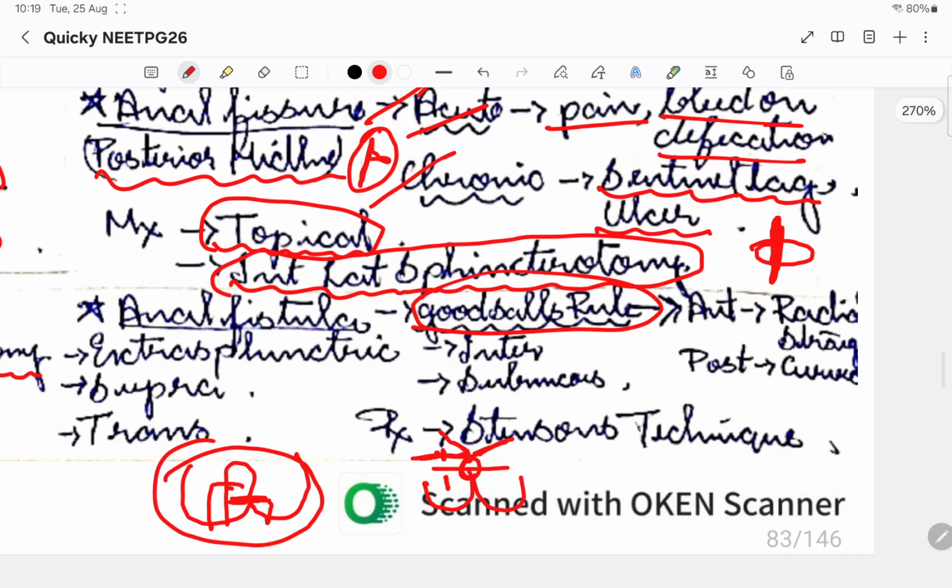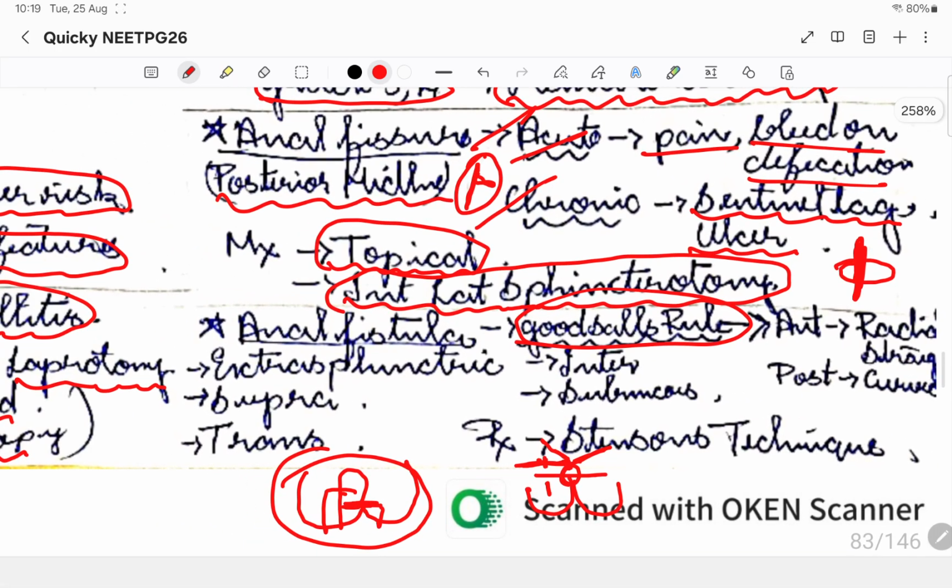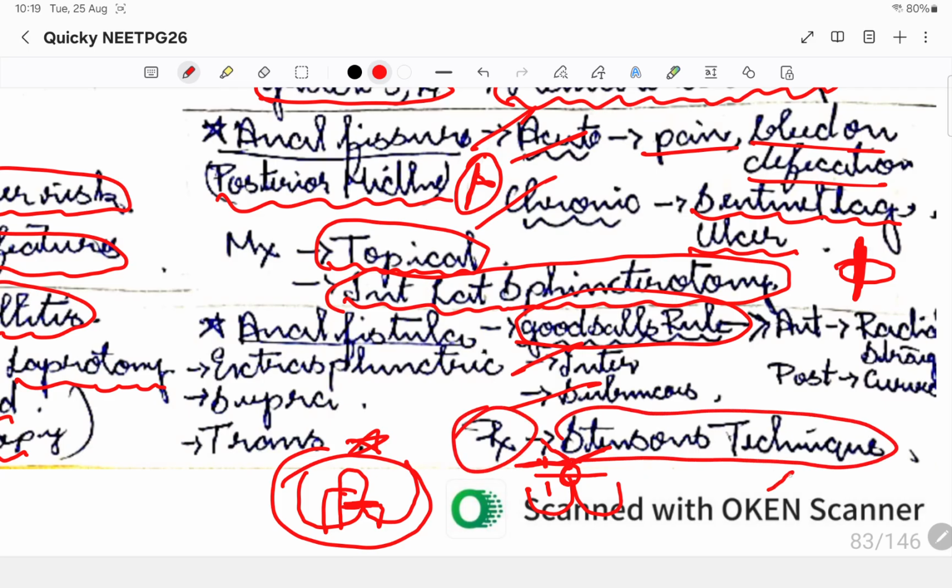The other ones are the intersphincteric and submucosal anal fistulas. Please go and see the types of anal fistulas and the openings that are there. Okay, what do we do? The management will be Stenson's technique. In this technique, we'll introduce a probe and we'll try to resolve it. This is how we will treat the anal fistula.